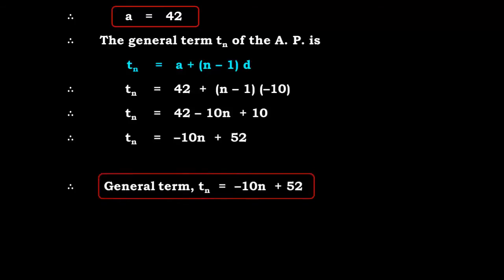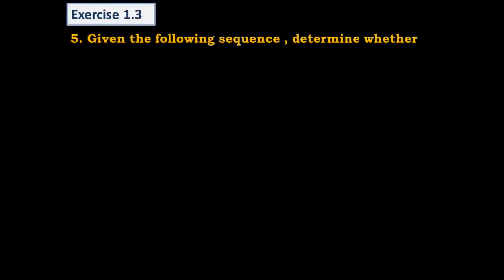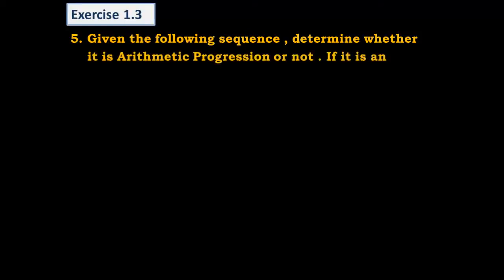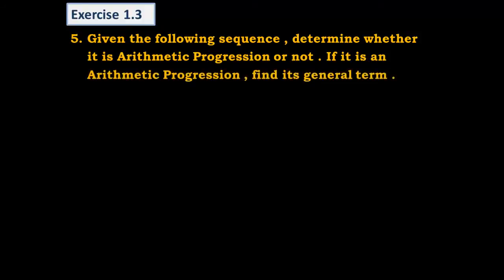See, in this way, by using the formula Tn is equal to A plus n minus 1 into D, we can find the general term of a given AP. Given the following sequence, determine whether it is an arithmetic progression or not. If it is an arithmetic progression, find its general term. First, we have to find whether it is an AP or not, and then if it is an AP, find its general term. We know the formula.